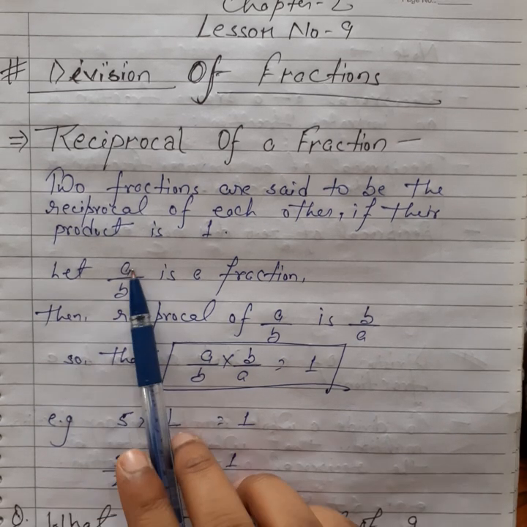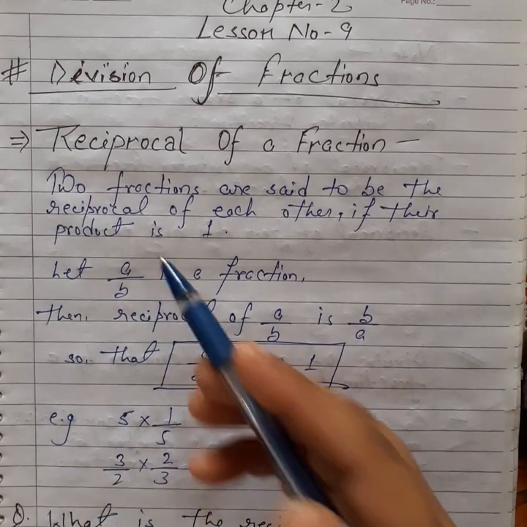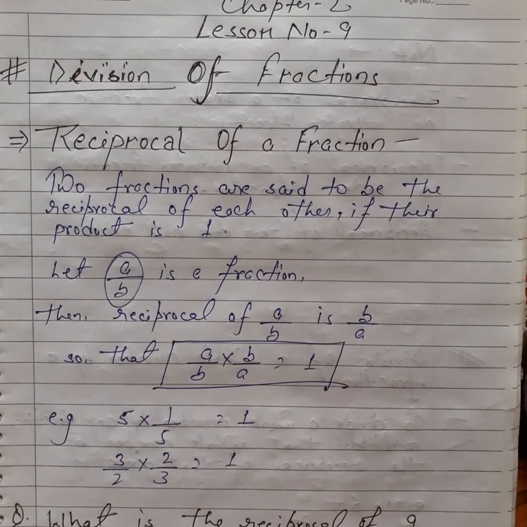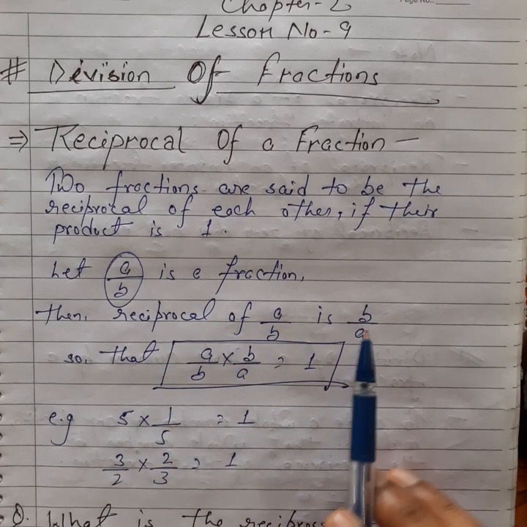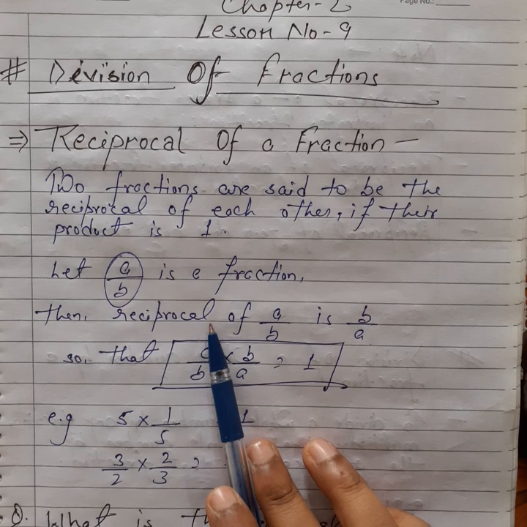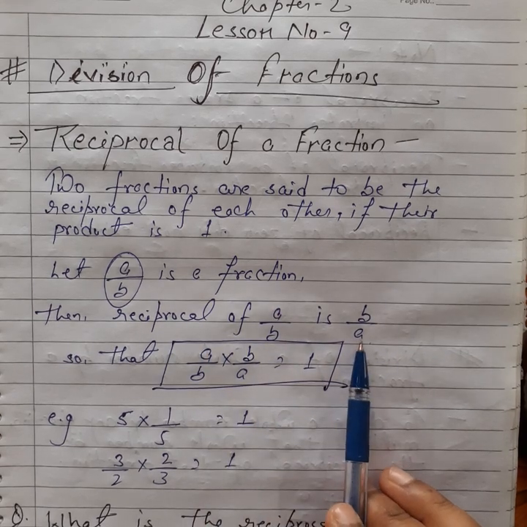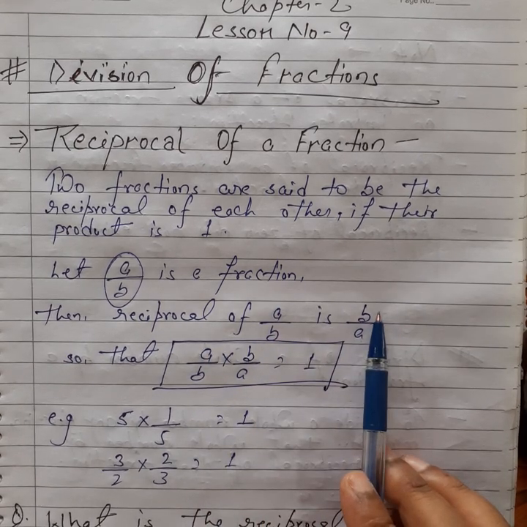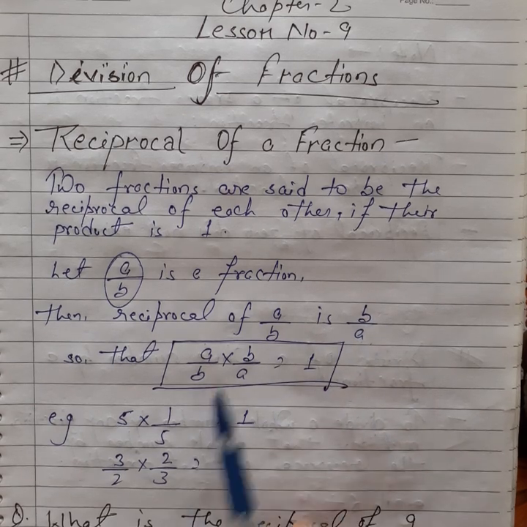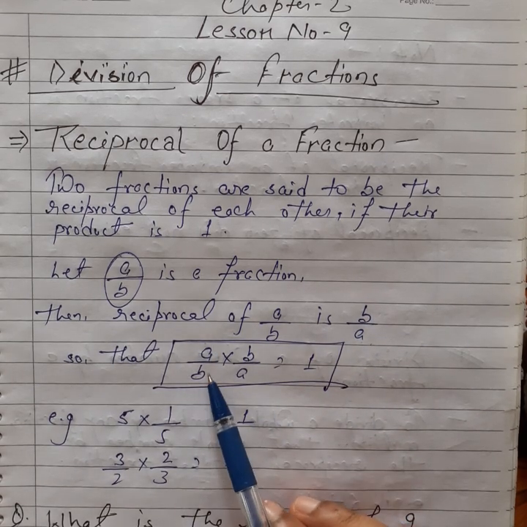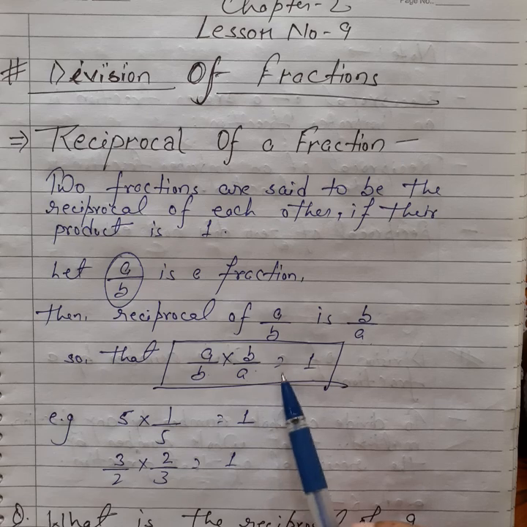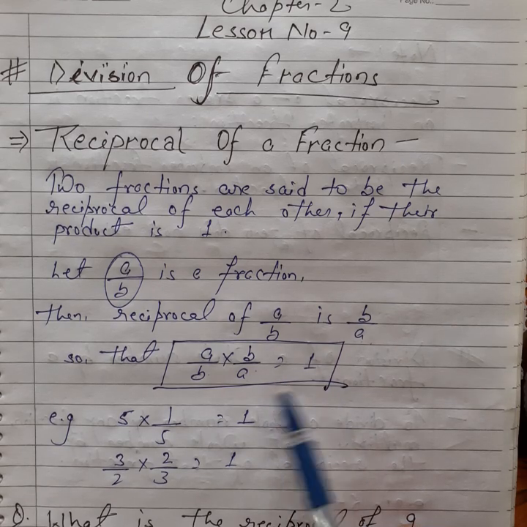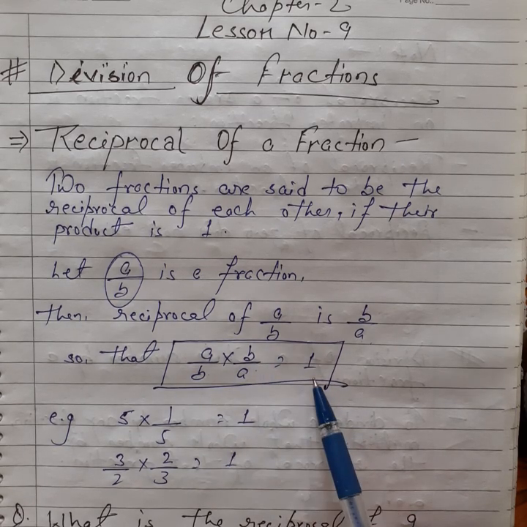Let a by b be a fraction. Then the reciprocal of a by b is b by a. In the reciprocal of any fraction, the numerator becomes the denominator and the denominator becomes the numerator. When we multiply the fraction with its reciprocal, we get the result 1. a by b into b by a is equal to 1. How is it 1? a and a cancel, b and b cancel.